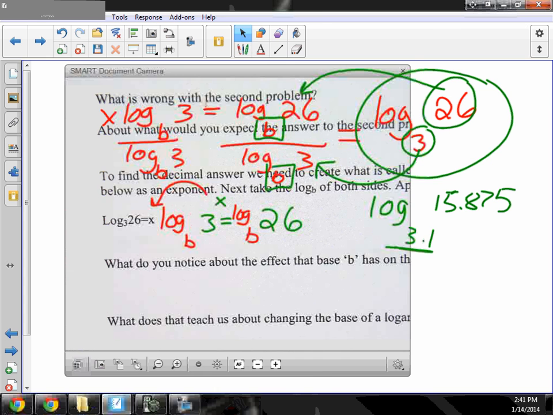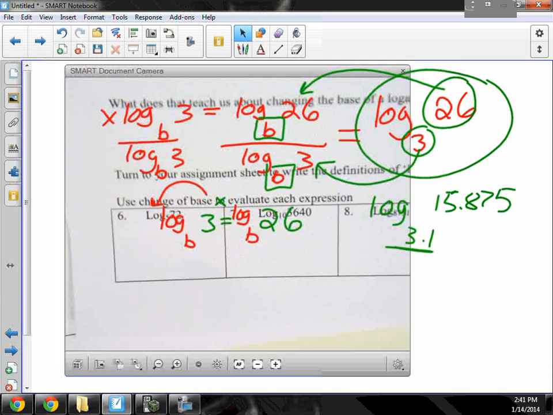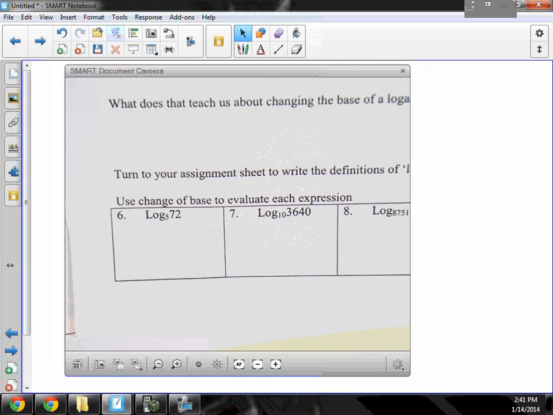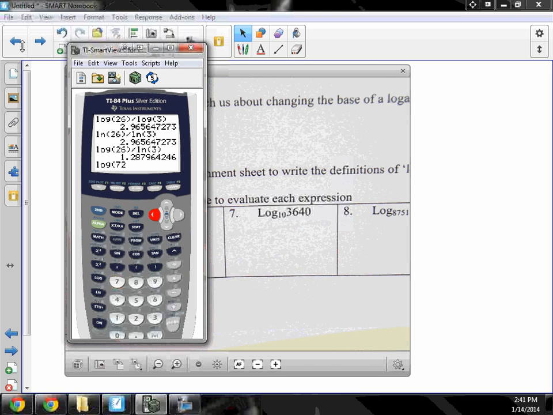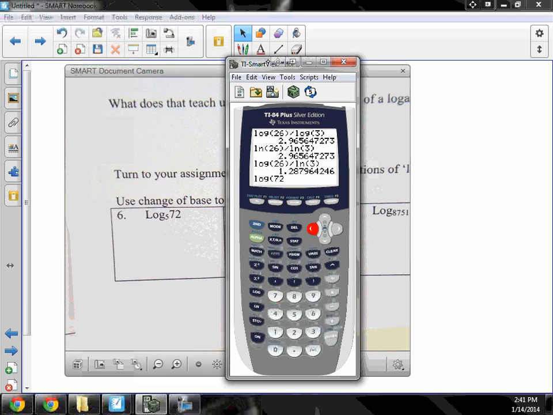So let's use our new knowledge to answer number 6. Log base 5 of 72. I don't have a log base 5 button. So all I need to do is log of 72 divided by the log of 5. 2.65. Pretty simple, right?